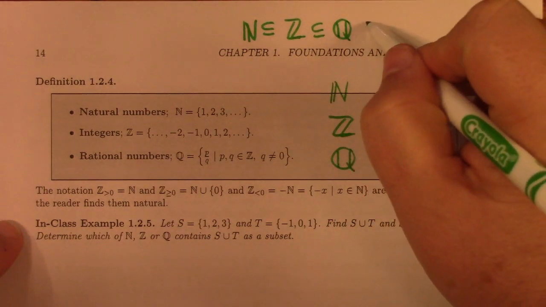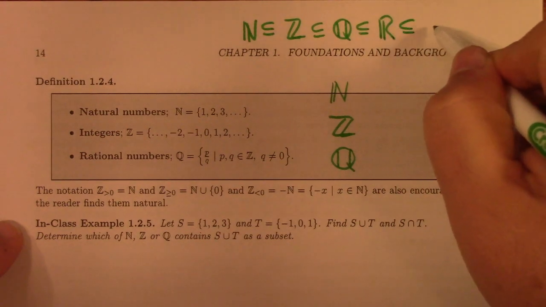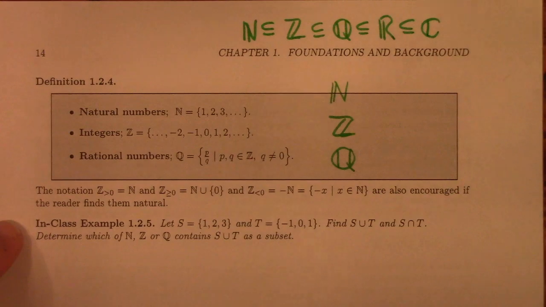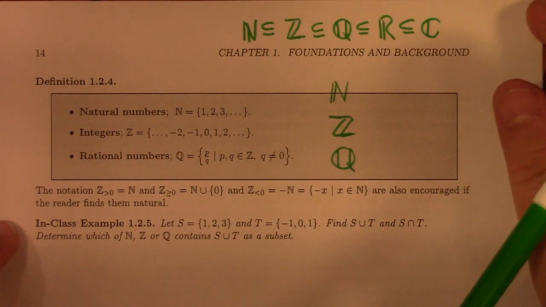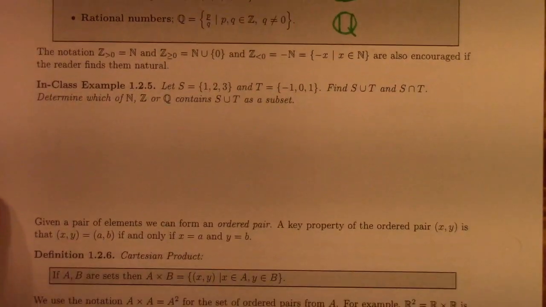And if we were to continue, this is a subset of the real numbers. And the real numbers are a subset of the complex numbers, all right? So there you go. There's some examples of subsets. But let's see here. So here's a quote-unquote in-class example.